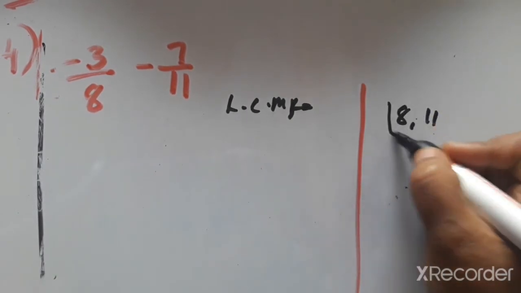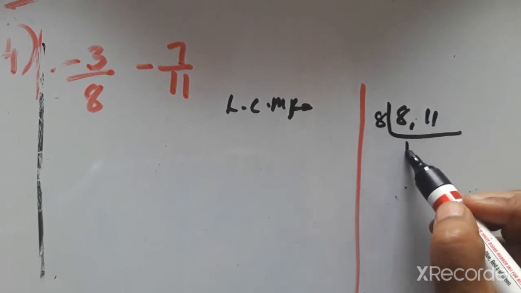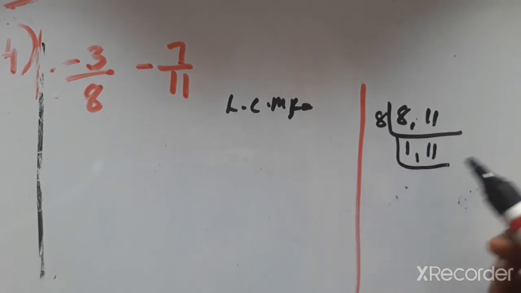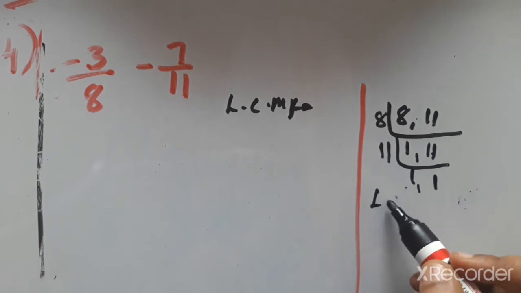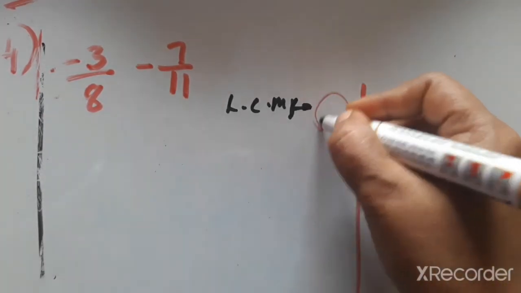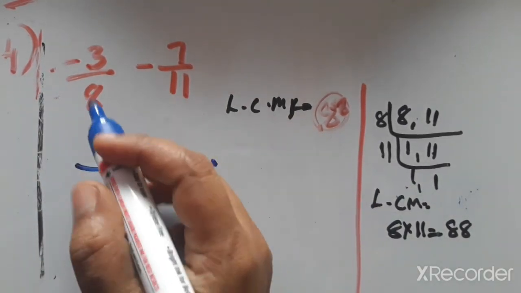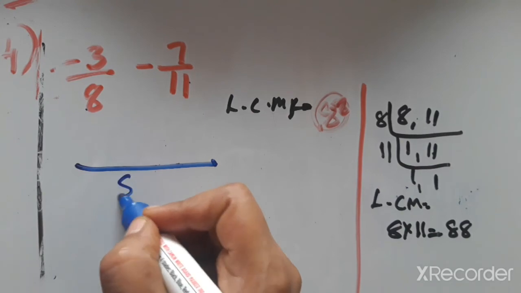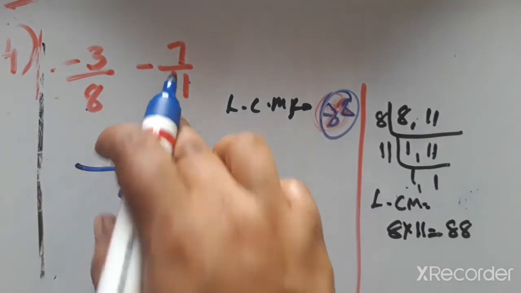8 and 11 will not multiply with the same number. So 8 as it is, 8 ones are 8, 11 as it is. LCM is 8 into 11, 8 11s are 88. So the LCM value is 88. Now write the LCM value: LCM of 8 and 11 is 88.